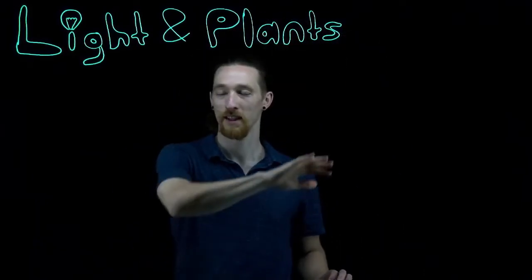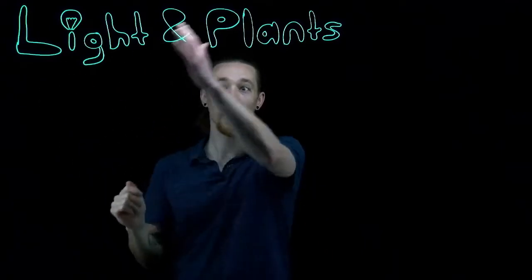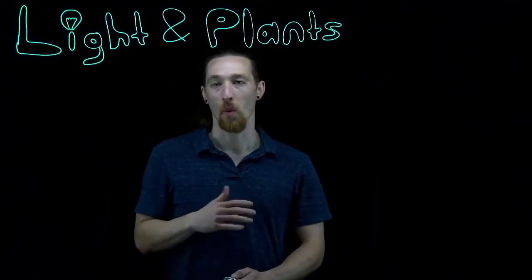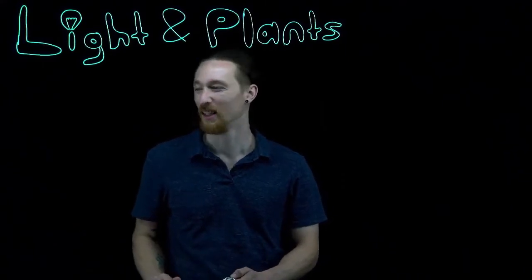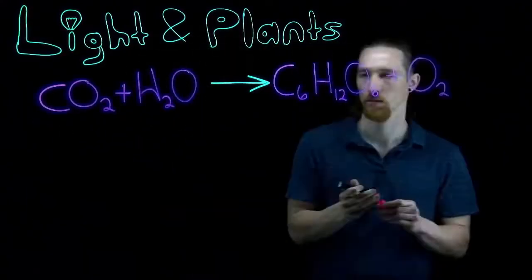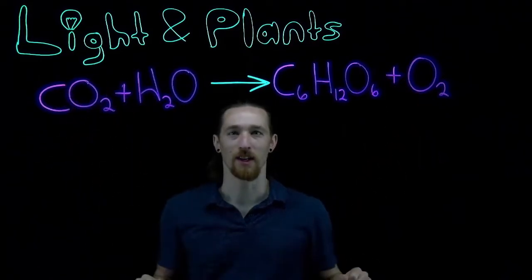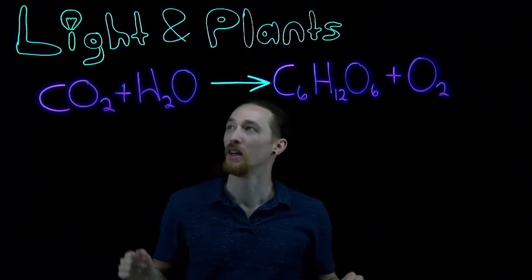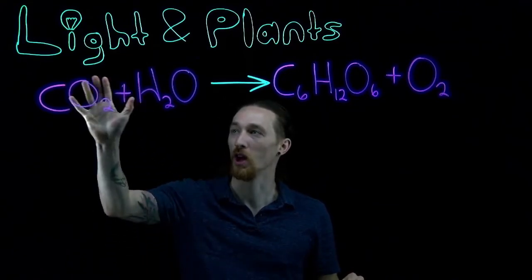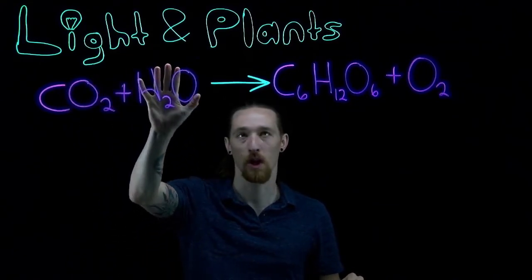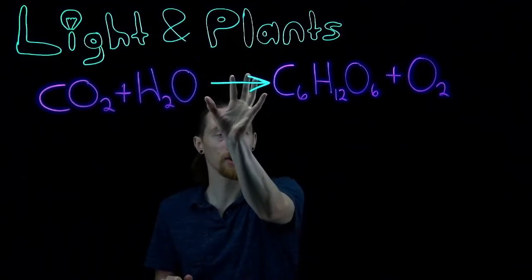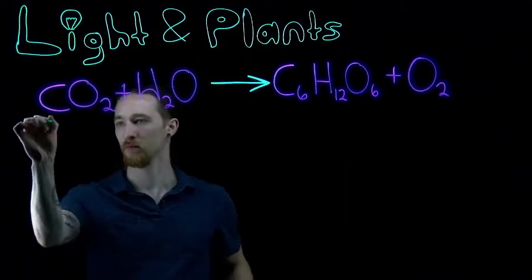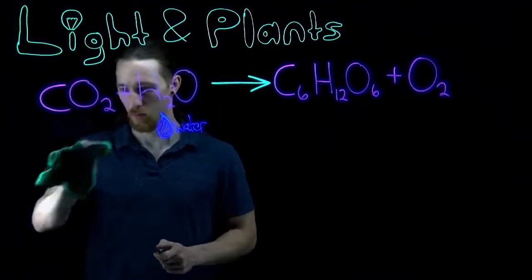As you might have guessed, let's talk about light and plants. So the very first question is just, why? So this is it. The equation, the formula upon which all our life is based. Photosynthesis. So we have carbon dioxide plus water. The plant then turns into sugars and oxygen. Carbon dioxide, water, becomes glucose and oxygen.